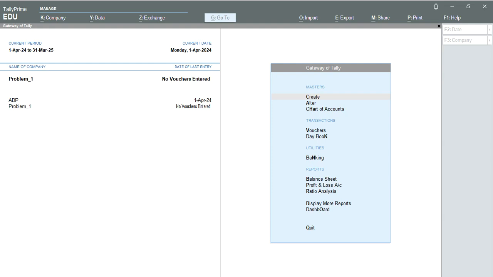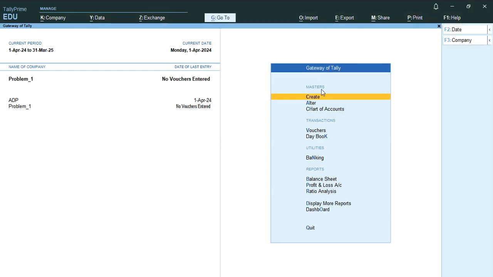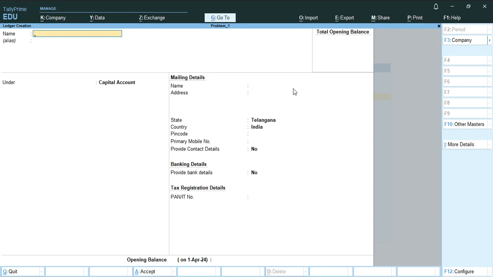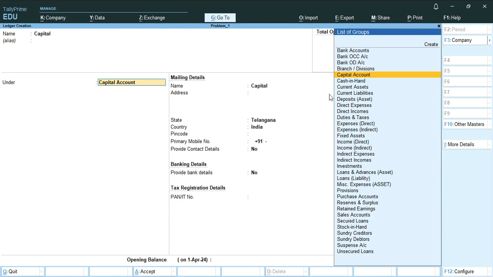Now how to create these ledgers? Observe. After opening the software, from the Gateway of Tally, go to Create, and below we can see Ledgers. This is the ledger creation window. Here you need to type the ledger name and put it into the particular group. Our first ledger is capital. Observe how I am doing it. Type Capital and press enter. On the right side, you can observe the list of groups. From these groups, you can select.